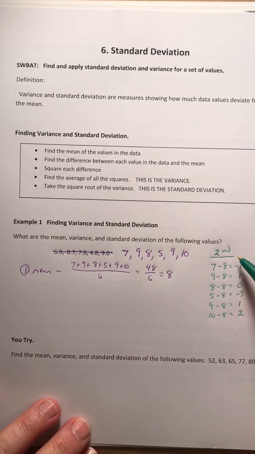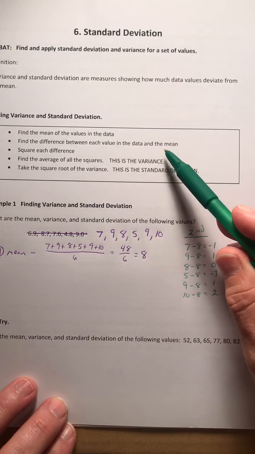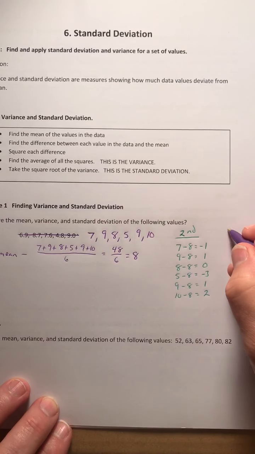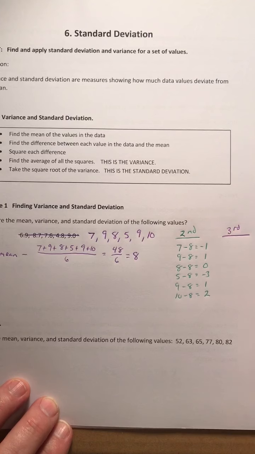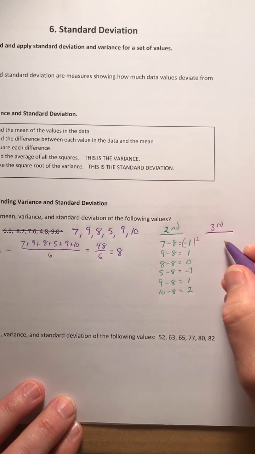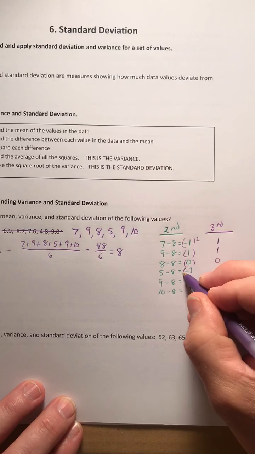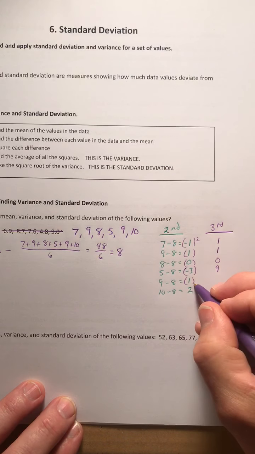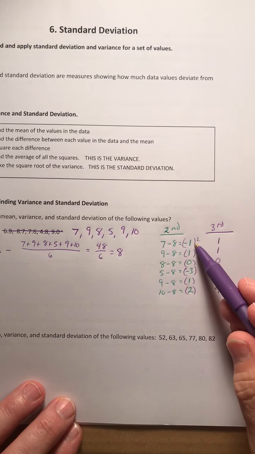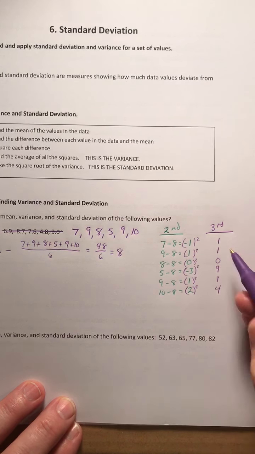All right, so that's the second step: the difference between each value in the data set and the mean. Now the third step is we have to square the differences. So we're going to take these and square them. 1 squared is 1, 1, 0, 9, 1, and 4. Okay? So that's the third step. You just take each of these differences and you square them.